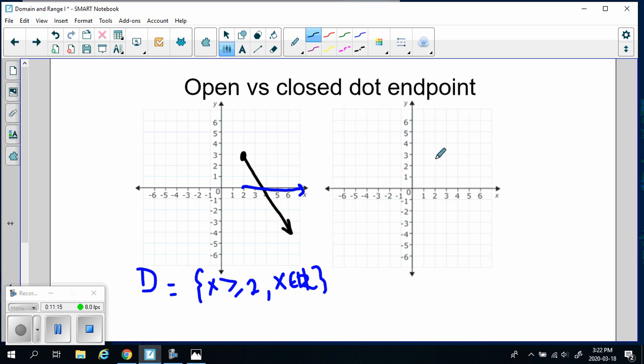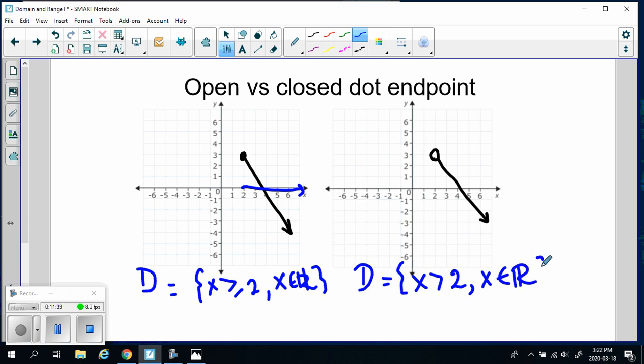But if I draw a different graph that's almost the same, but I use the open dot, that means that that endpoint is not included in my domain or my range. So in this case, the domain is x is greater than 2. It's not equal to 2, so I wouldn't put that equal sign, and x element of the reals. So the same goes for the range. Because it is a closed dot, this value of 3 is included. So y is less than or equal to 3. Y is an element of the reals. And that is the range of this one.